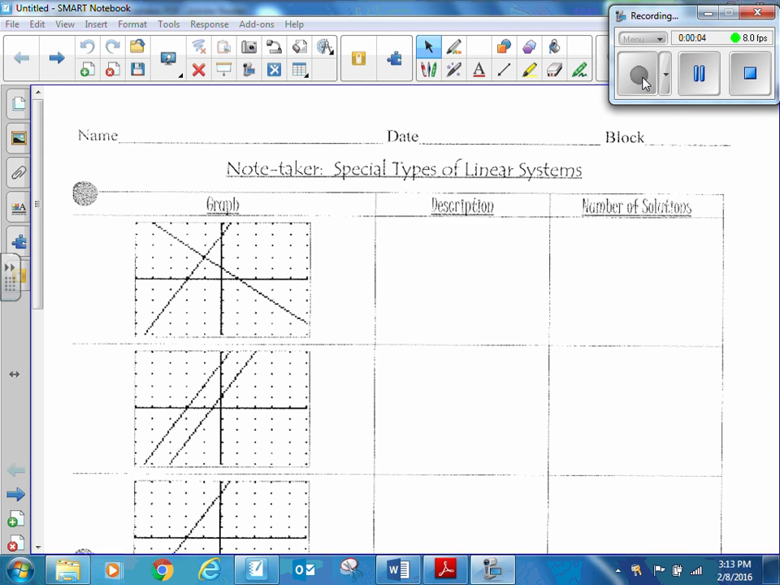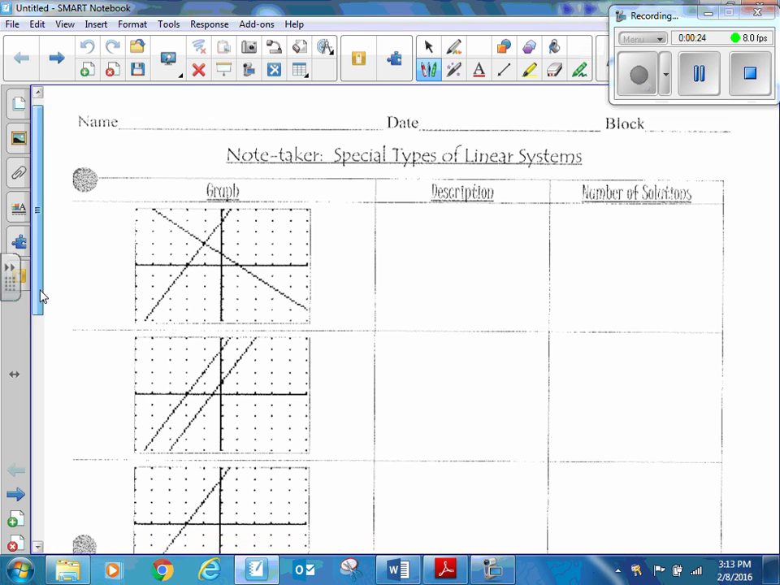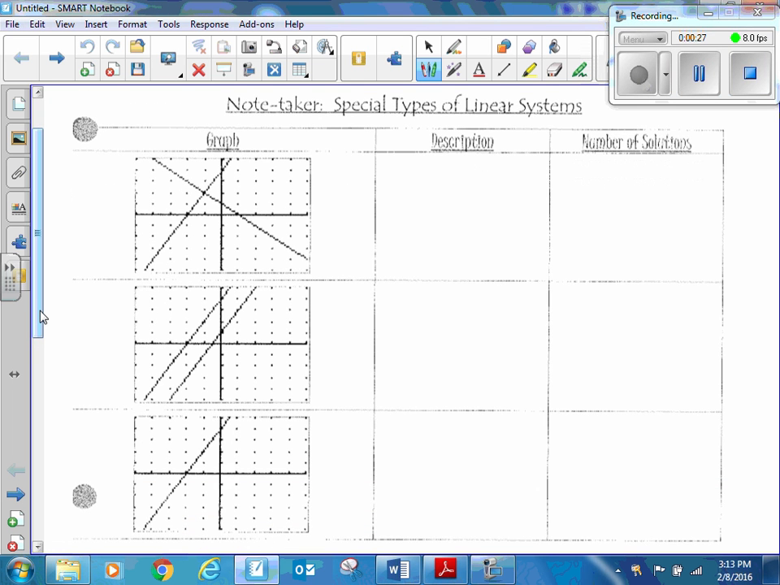Okay, today's video talks about the special types or special cases that you get when you are working with linear systems of equations. So far we've talked about when you get an ordered pair or a point as your solution, and that is all we've done so far. So this video looks at some other scenarios that might happen. You'll see the graph to match, and we're going to talk about the description and the number of solutions.